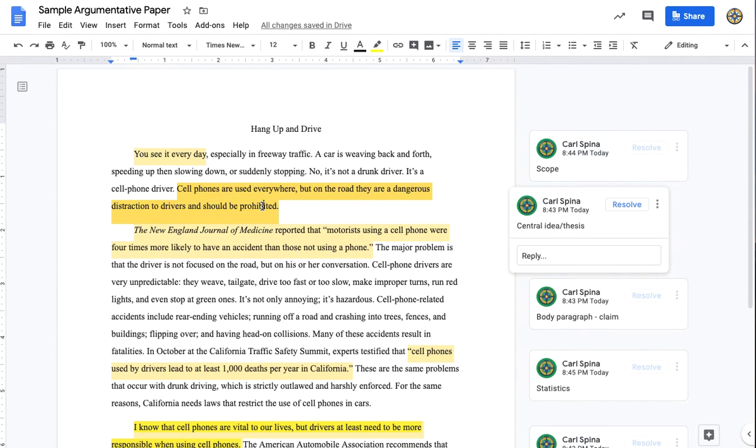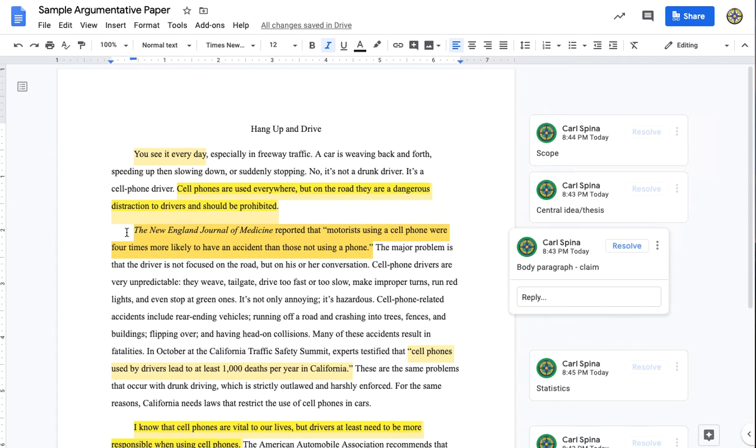This here is the most important sentence in the whole paper. It's where the author has stated clearly, simply, and precisely what they believe to be true. Cell phones should be prohibited for cars, right? That's good. That's good, simple writing.